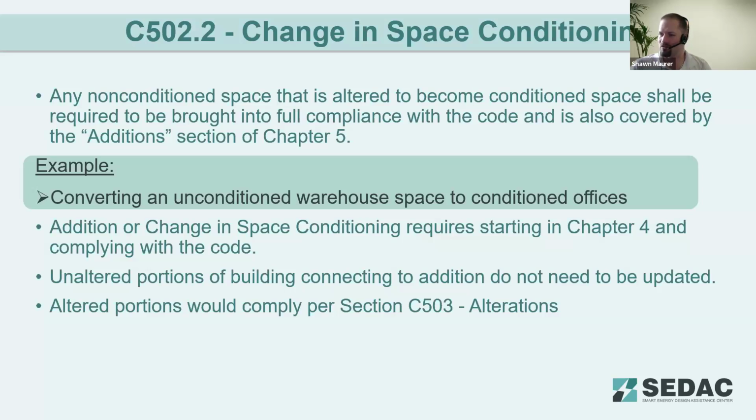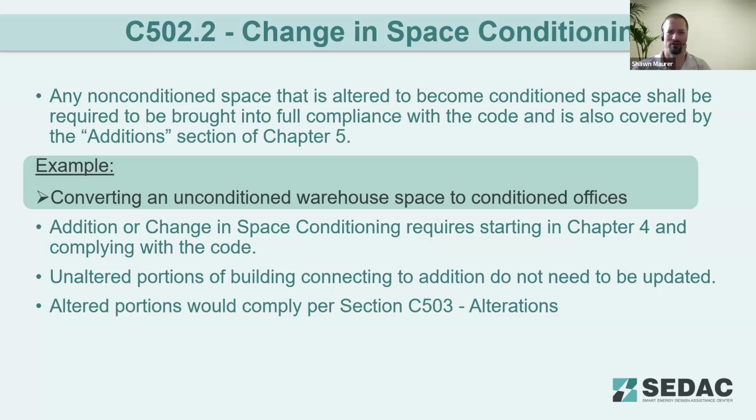We did recently have a question about a change in space conditioning within a portion of an existing building. The exterior envelope portions of the project space must fully comply with Chapter 4. So where this particular project was expanding a conditioned office space into a warehouse, where that space touched the exterior walls, those would have to be updated to full code compliance. The roof above needs to be updated to full code compliance in terms of envelope insulation.